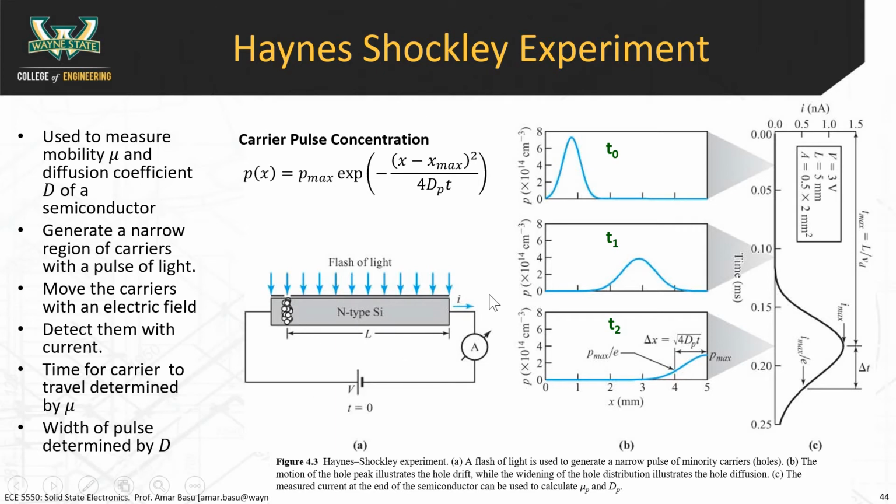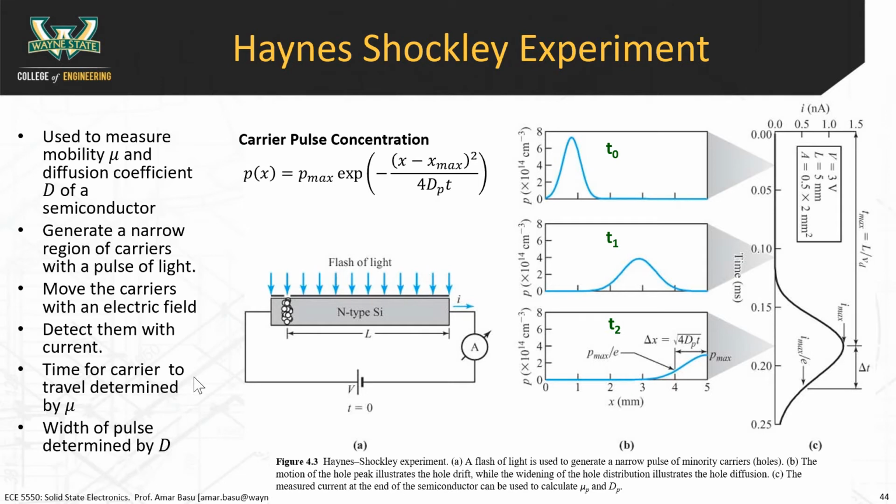You put a voltage source across a bar of silicon. Okay, and then you create a flash of light on the silicon material. So you generate a narrow region of carriers with a pulse of light.